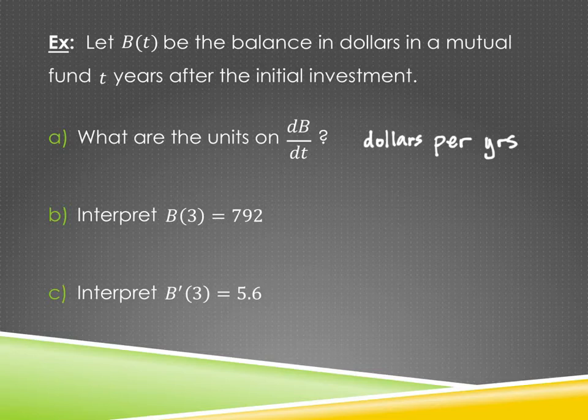Okay? So we're always going to end up with something per something else. That's the way it's always going to work. And it is always going to be output per input. That's how it will always calculate.